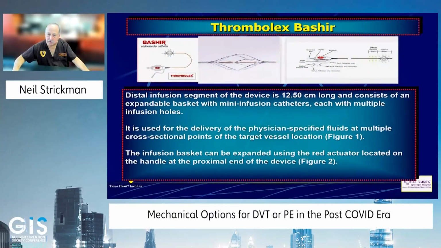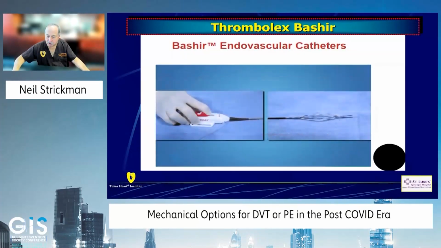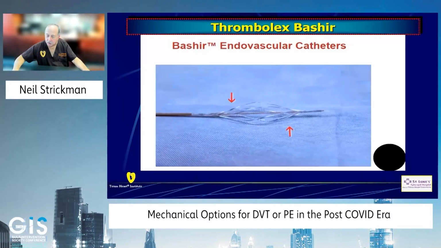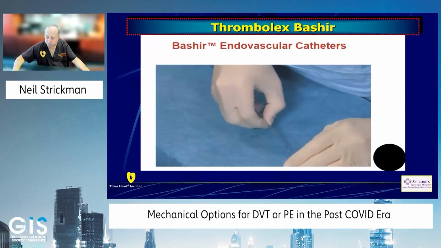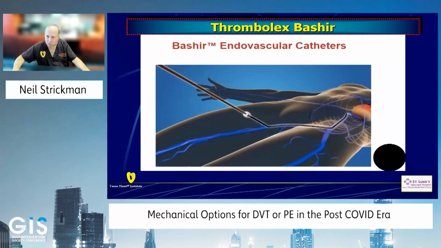The Thrombolex Bashir catheter has a distal infusion segment that is 12 centimeters long, and you can put whatever fluids you want at multiple cross-sectional areas. In this Bashir catheter, each infusion catheter has multiple infusion ports with multiple holes to deliver the drug into various locations. Here, the catheter is then advanced into the thrombus, as shown here, over a guide wire.